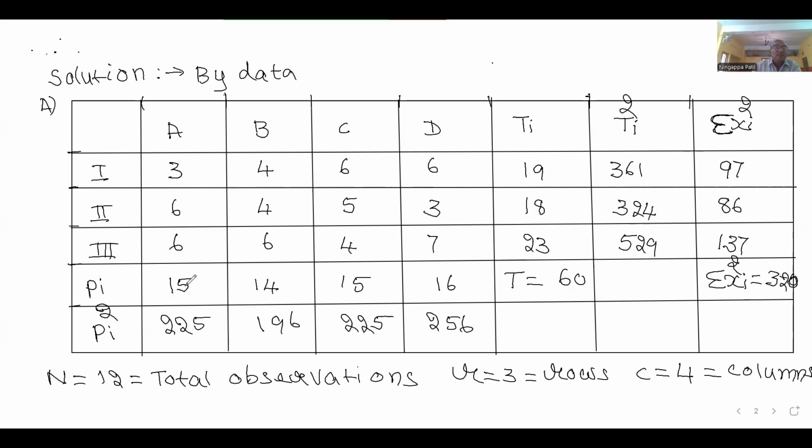And similarly, you take 15 square, 225. Pi square you take, next row, Pi square. And similarly, as you have taken Ti square, you take Pi square. 15 square, 225. 14 square, 196. 15 square, 225. 16 square, 256. Okay, this much you have to form.